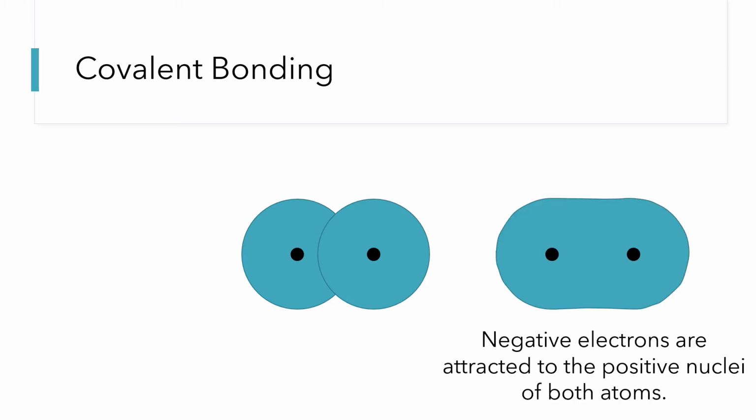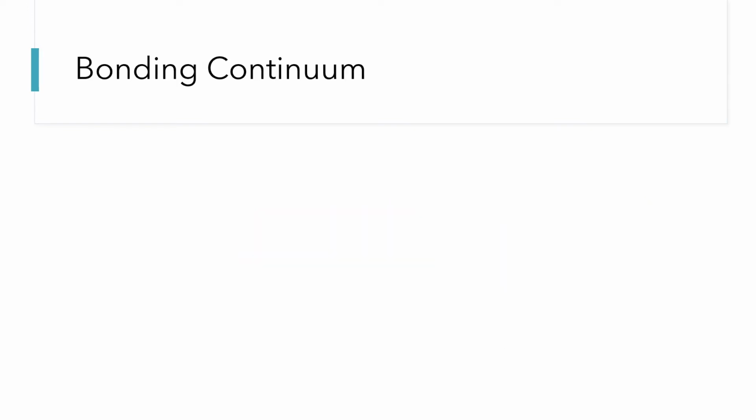And normally those overlapping orbitals are drawn something more like this. And here's the cool thing. The physical basis of this bond is that those negative electrons that are shared are attracted to the positive nuclei in both atoms. That's the glue that keeps these atoms stuck together in this chemical bond. That shared pair of electrons is attracted to both nuclei.